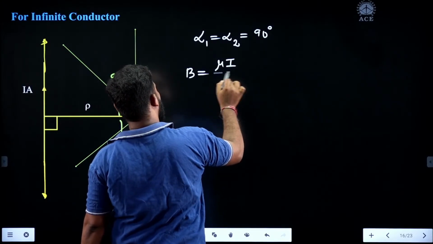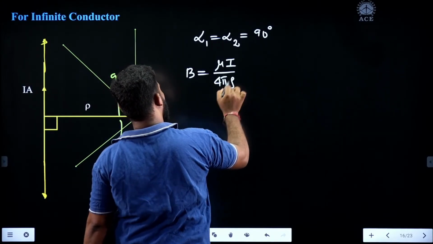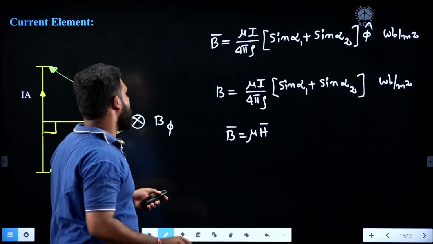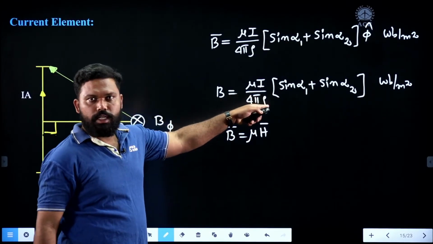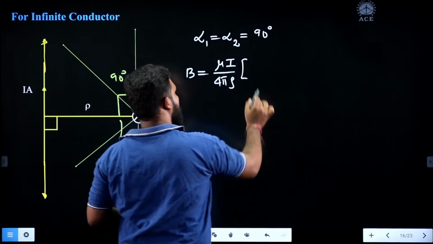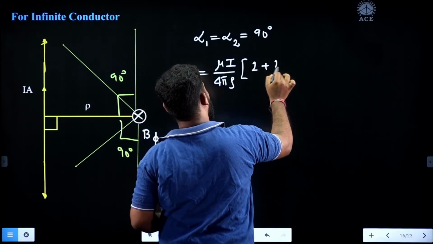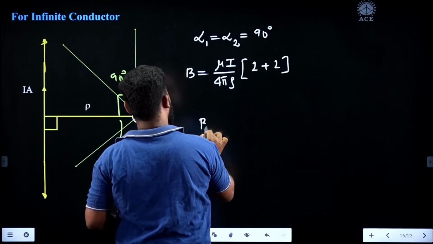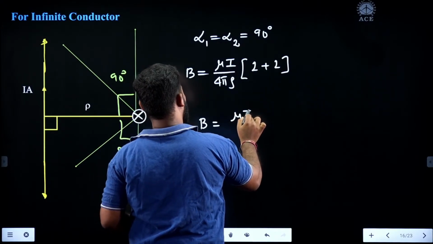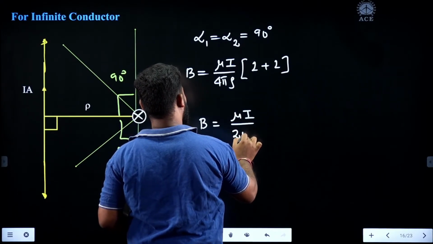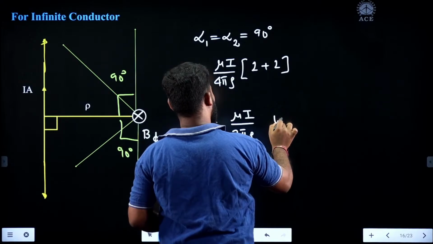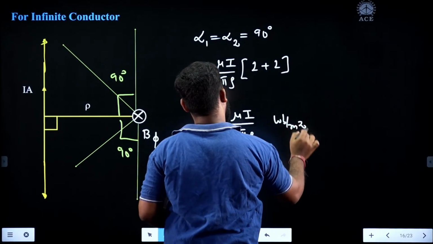B is equal to mu by 4 pi rho into sine alpha 1 plus sine alpha 2. What is the sine alpha 1 plus sine alpha 2? It is sine 90 degrees plus sine 90 degrees, so it is 1 plus 1. So B is equal to mu I divided by 2 pi rho. Units are Weber per meter square.